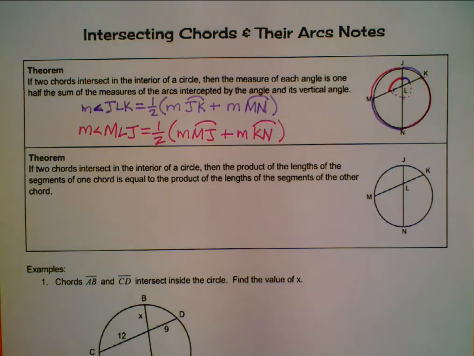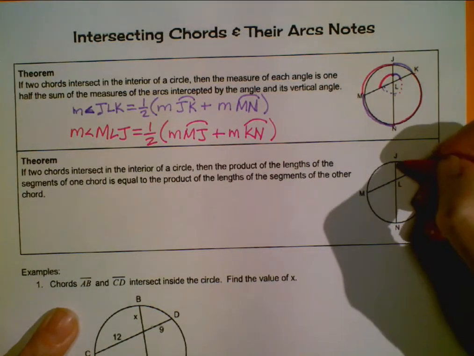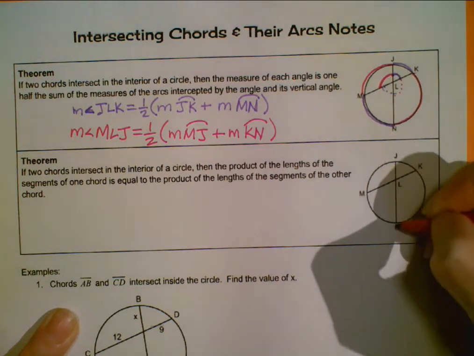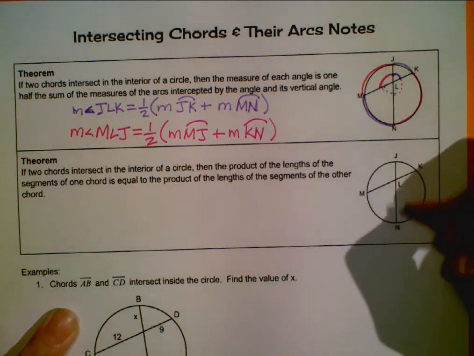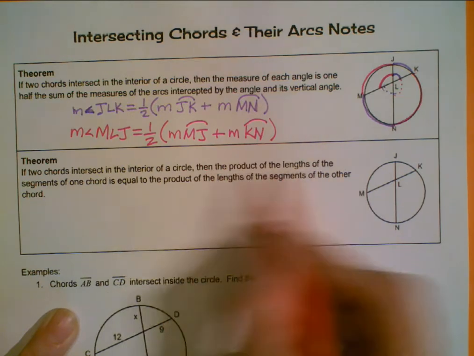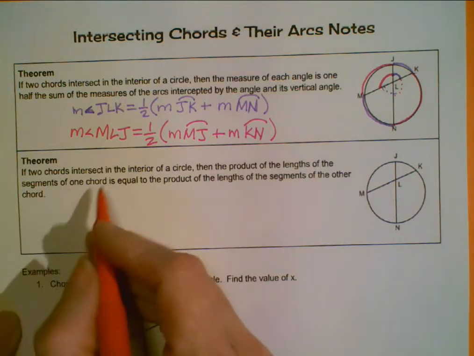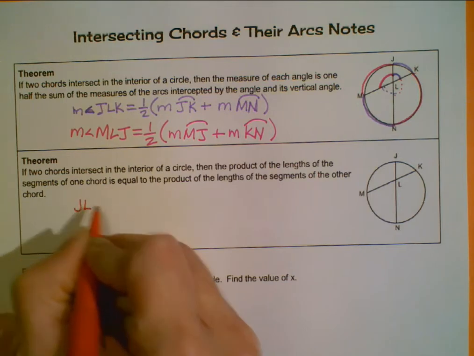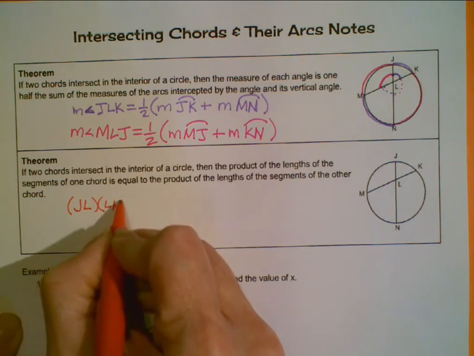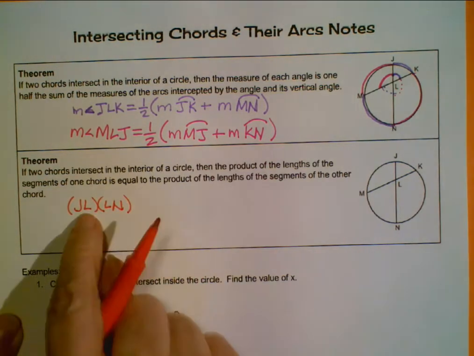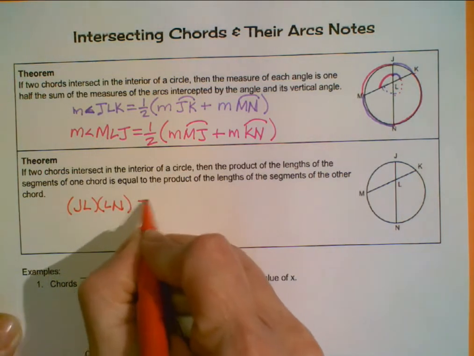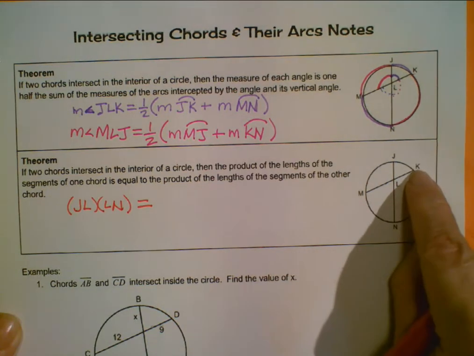So in this case, looking at chord JN, it has two parts, JL and LN. And there's nothing saying that those are the same length. In fact, here they don't look to be the same length. But it's saying the product of the lengths of the two segments of one chord. So the product of JL, whatever that length happens to be, times the length of LN. These two form one segment, JN. They form one chord, is equal to the two parts of the other chord multiplied together.